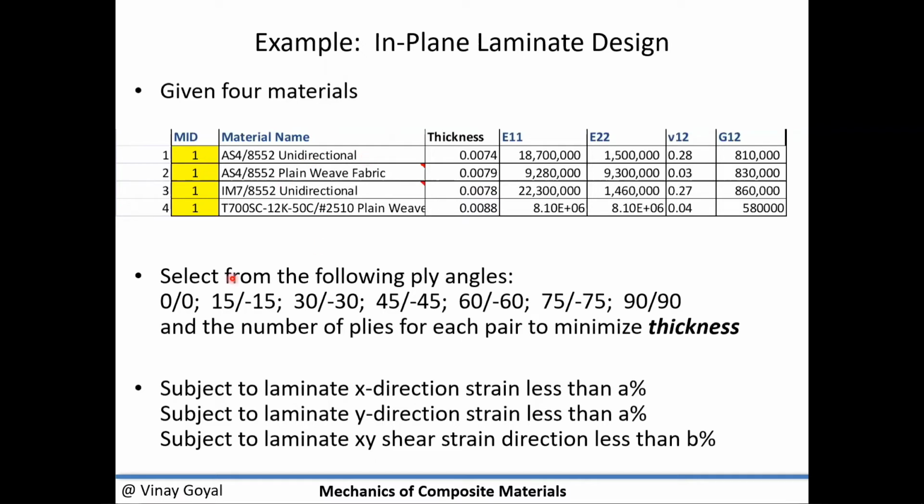We want to select from the following ply angles, as an example. That's one thing that we could do. We could select the number of plies of each of them. Then we can subject the laminate to limits, for example limiting the strain in each of these directions, and then force a selection of all this: ply angles, how many plies I want, and which material system I should select.